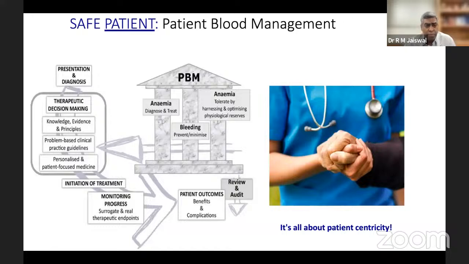The main important things are the presentation and diagnosis, therapeutic decision making, and knowledge, evidence, and principle. What are the problem-based clinical practice guidelines, personalized and patient-focused medicine. Then PBM normally is based on three important pillars. First, we need to identify. Second, we need to prevent. And third, we need to optimize. So these are the three important pillars of patient blood management. And as we know, this is all about patient centricity. We should be more focused on the patient's own blood rather than allogeneic blood.